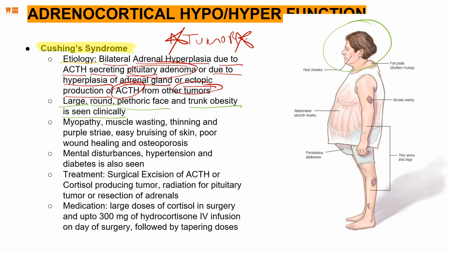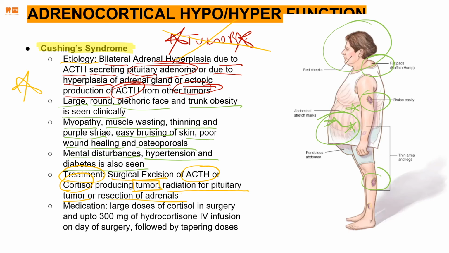Trunk obesity is seen. Myopathy, muscle wasting, thinning, purple striae, easy bruising of the skin, poor wound healing and osteoporosis, mental disturbances, hypertension, diabetes. The treatment, however, is surgical excision of the ACTH or cortisol producing tumor, radiation for pituitary tumor itself, or resection of both or one of the adrenal glands.